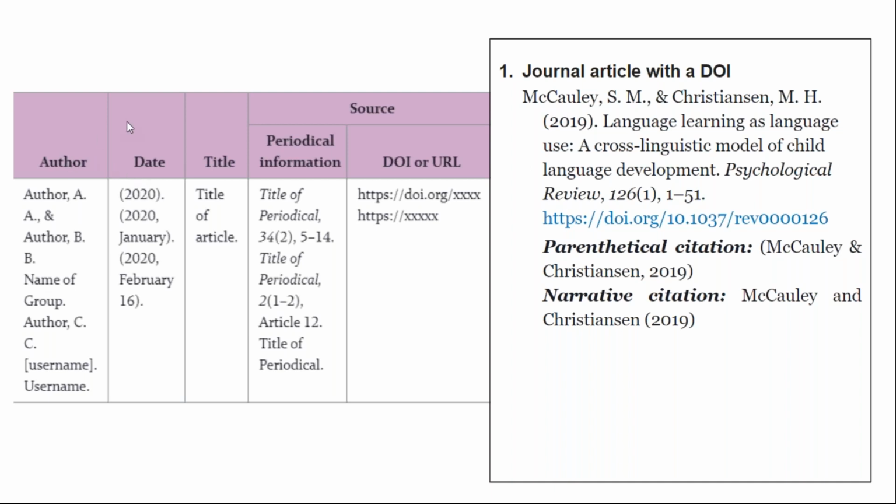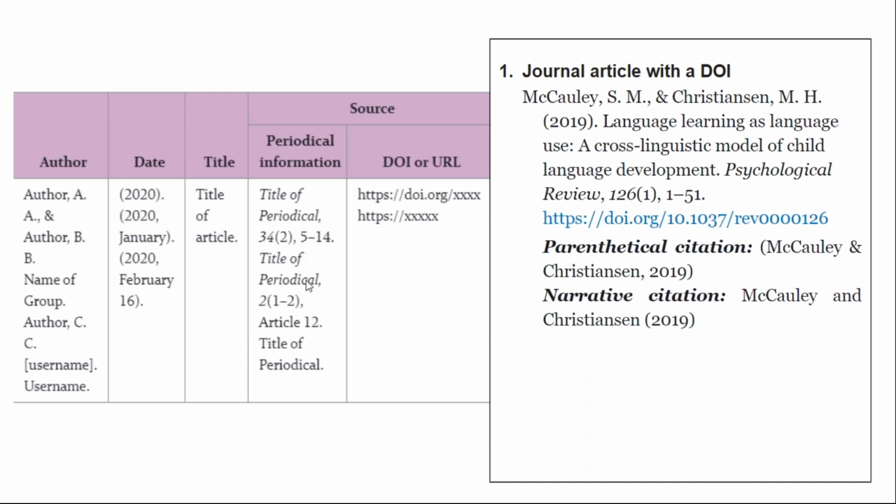Remember, it's the who, when, then the what, so the title of the article, and it's just written like a sentence. Then we have the journal title, the periodical information. So we have it italicized and major words are capitalized. Volume and issue numbers are also included in a reference entry if they're part of the source. Then you're going to put a comma after that.